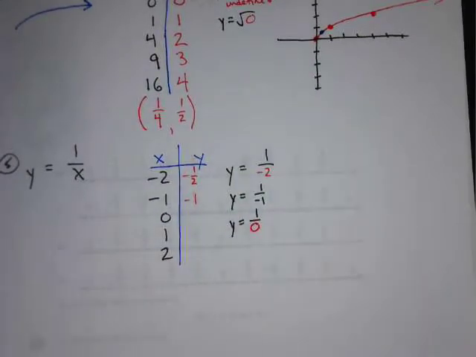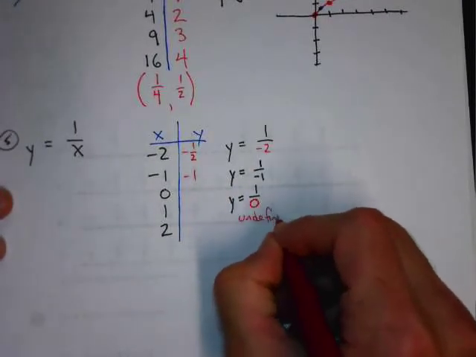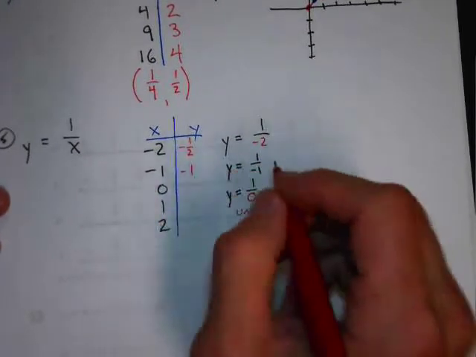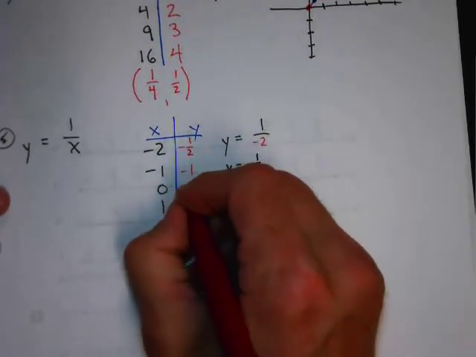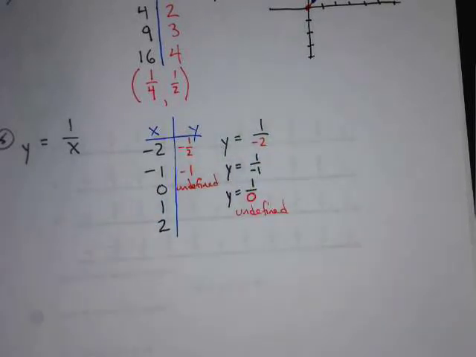Plug that into your calculator. 1 over 0, what is that? That is undefined. You cannot divide by 0. You can't chop something into 0 equal parts. That doesn't make any sense. So if 0 is undefined, we have to do something else.